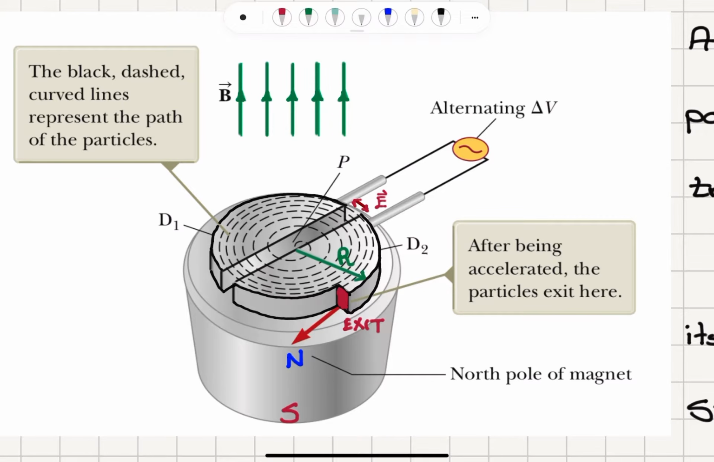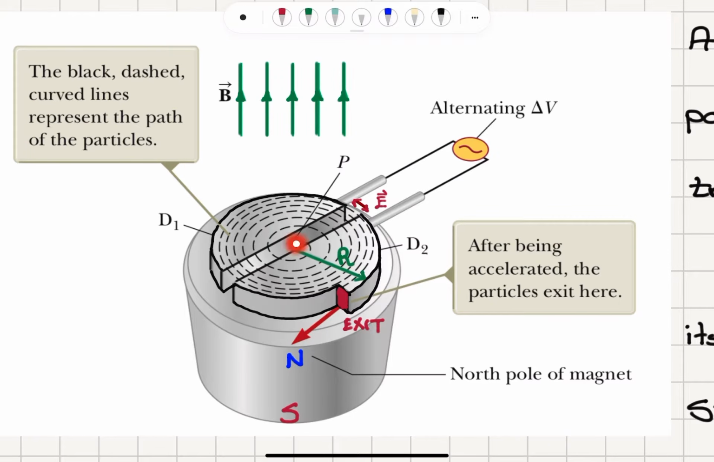Now on top of this magnet we have this apparatus which basically has a gap in the middle. You can see that when an electron is in between these two electrodes, it's going to feel an electric field that is provided by this alternating voltage source that is attached to these two electrodes.